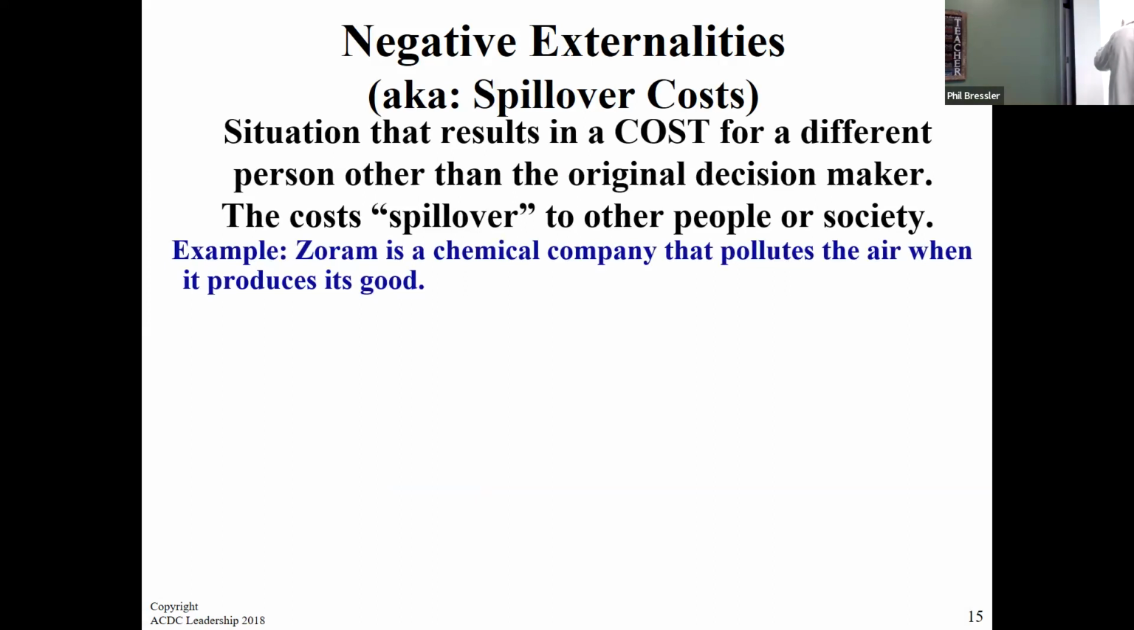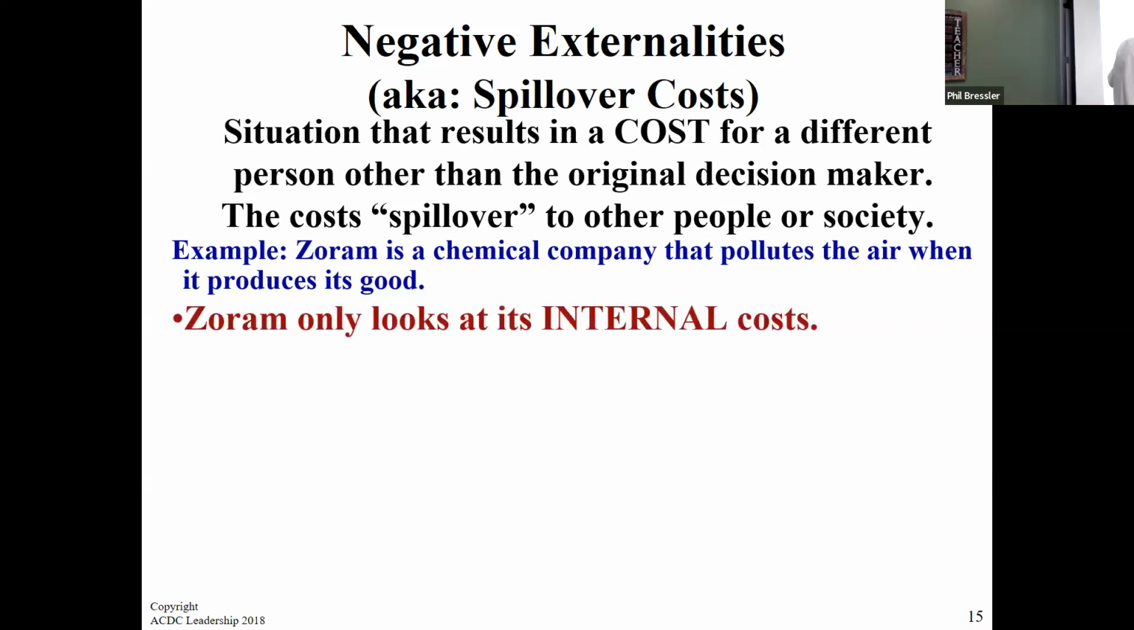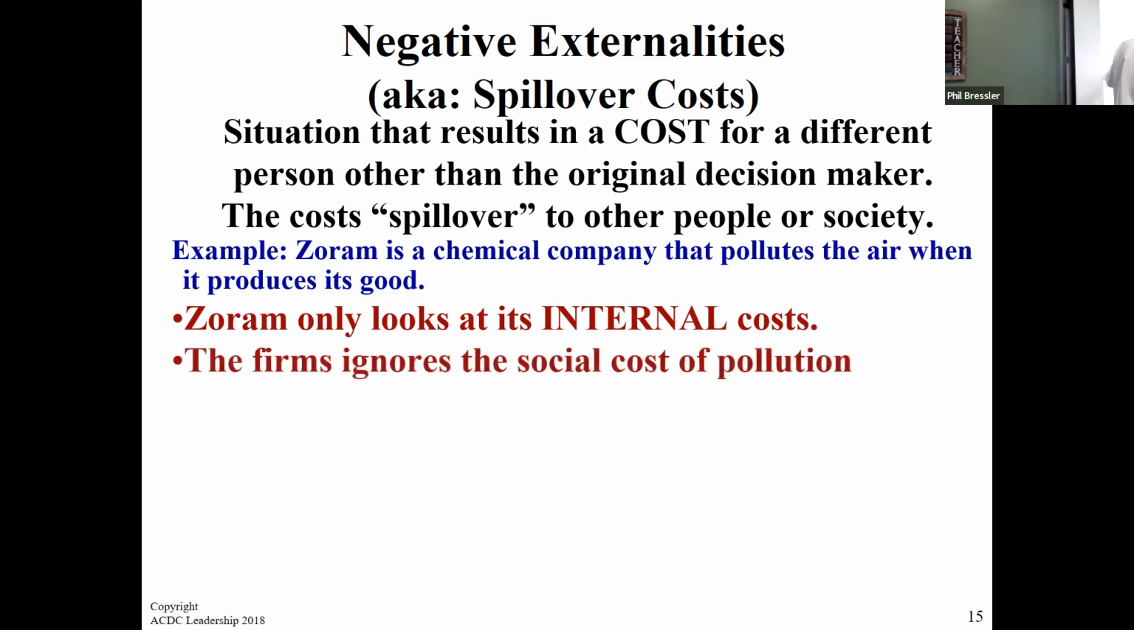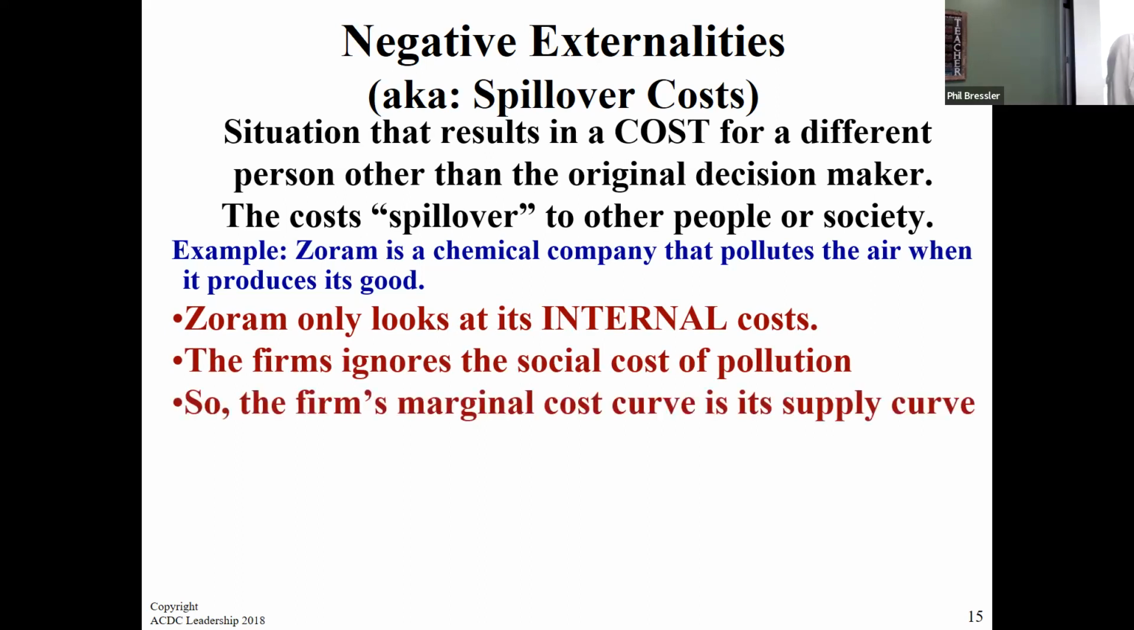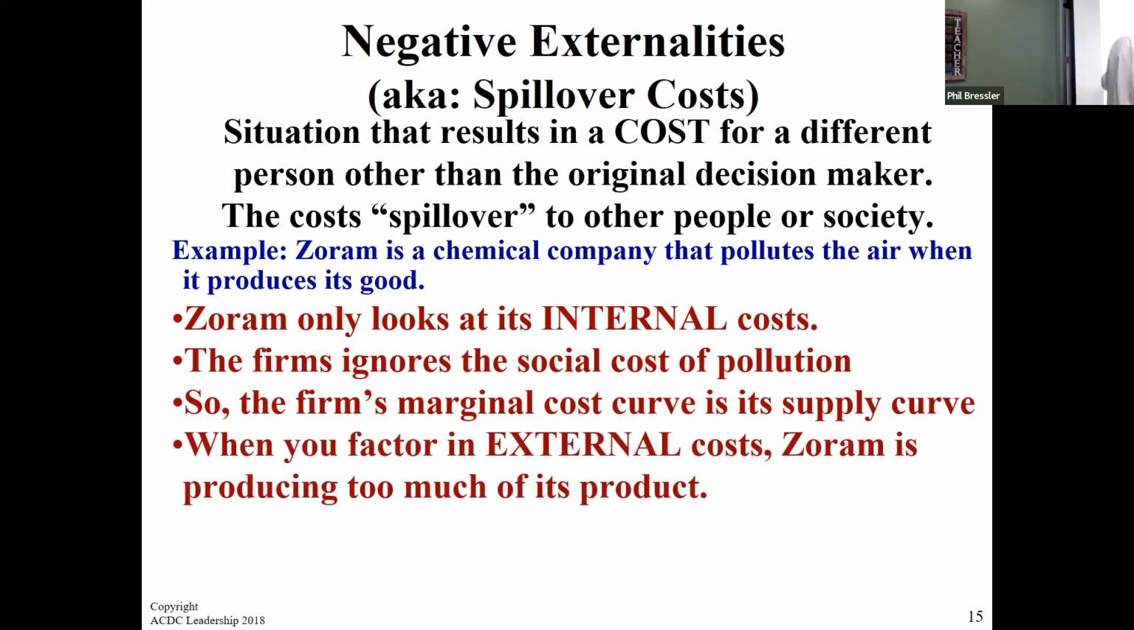Did I put this stuff in your notes? Yes. All right, so Durham is a chemical company, they pollute the air. Again, Durham is just charging for the price of the chemical. They're not charging for the effect that pollution has on the environment or on the local community. So the firm ignores the social cost of pollution. You know the marginal cost curve is supply. When you factor in external costs, Durham is producing too much.